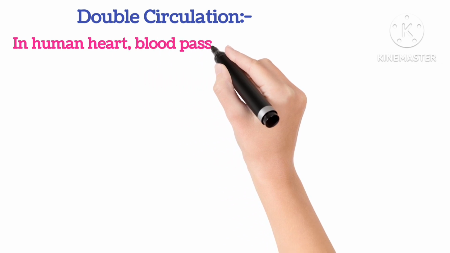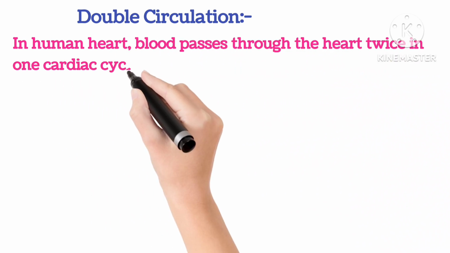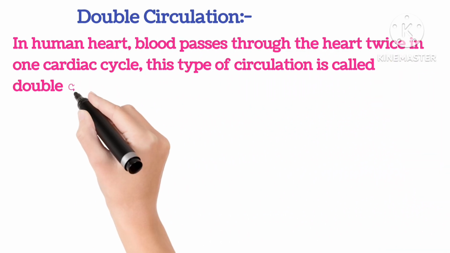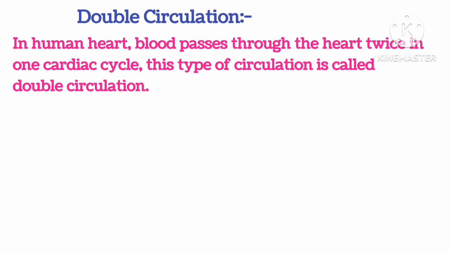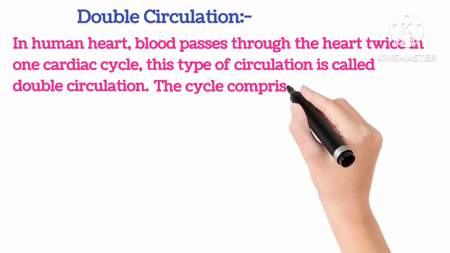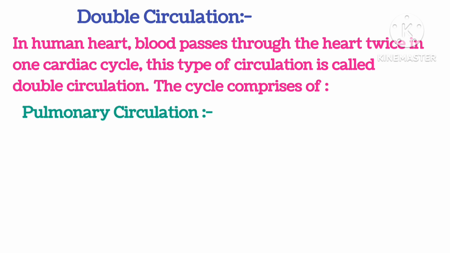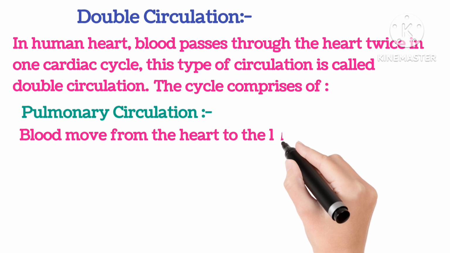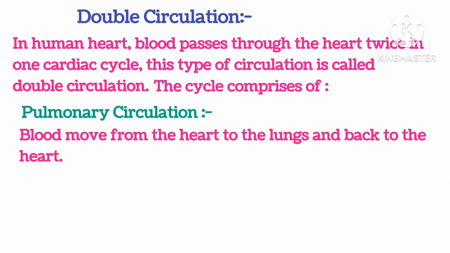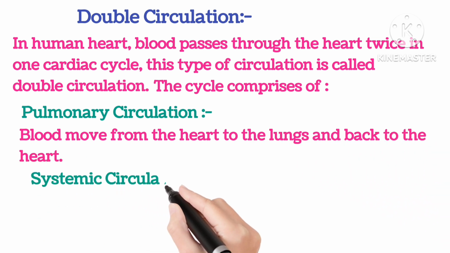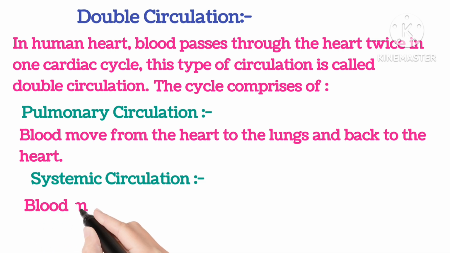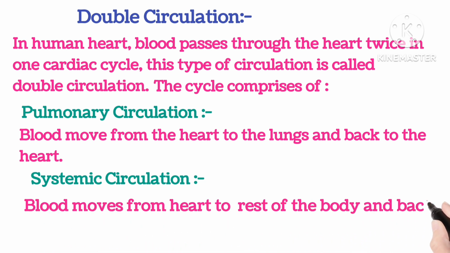Double circulation. In humans' heart, blood passes through the heart twice in one cardiac cycle. This type of circulation is called double circulation. The cycle comprises of two steps. First is the pulmonary circulation, where blood moves from heart to the lungs and back to the heart, and the systemic circulation, where blood moves from heart to rest of the body and back to the heart.